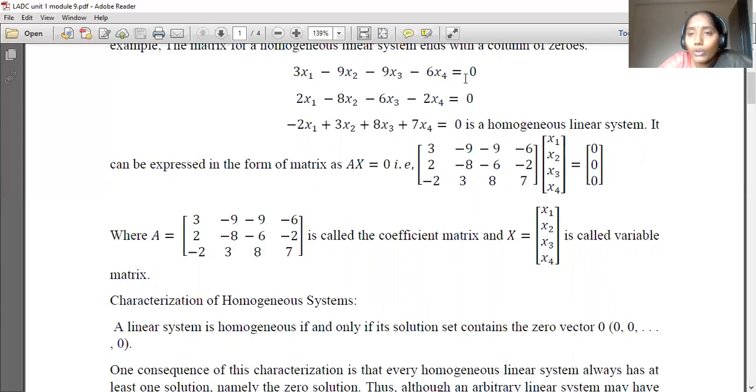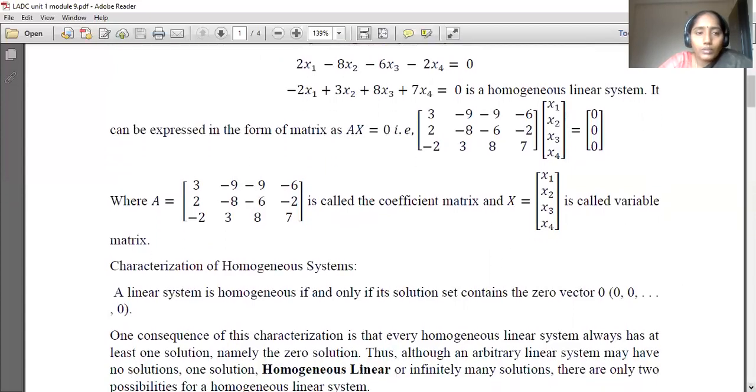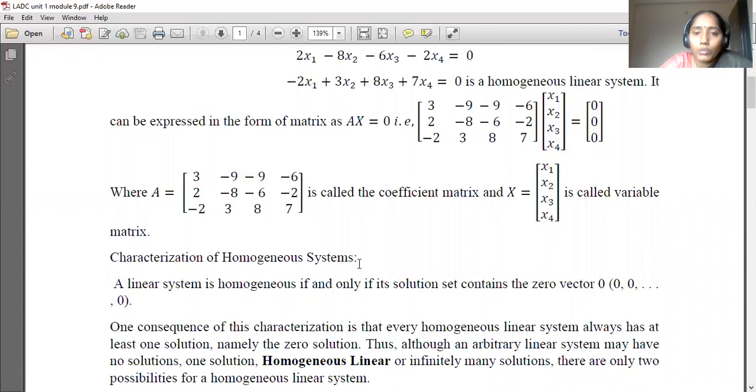That means a non-zero solution, a non-trivial solution. In which case does the system have non-trivial solutions? Remember that every homogeneous linear system always has a zero solution, but we need to find out whether there is any possibility that a non-trivial solution exists for this system. This is called the characterization of homogeneous equations.